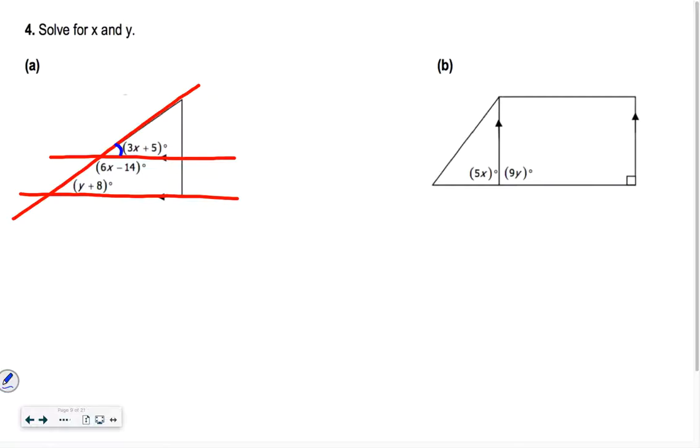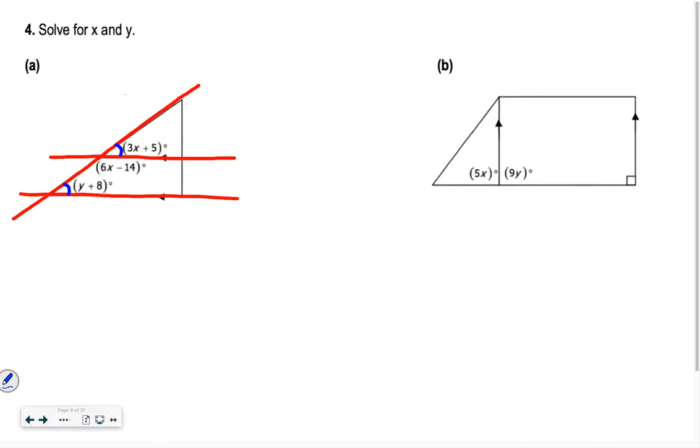So we have this one is the same as this one, right? And then we have the other one is not the same as it. But the other one should be supplementary to the ones I just drew, right? So can I get an equation with just x or just y? I can get one with just x, right? What's my equation with just x?